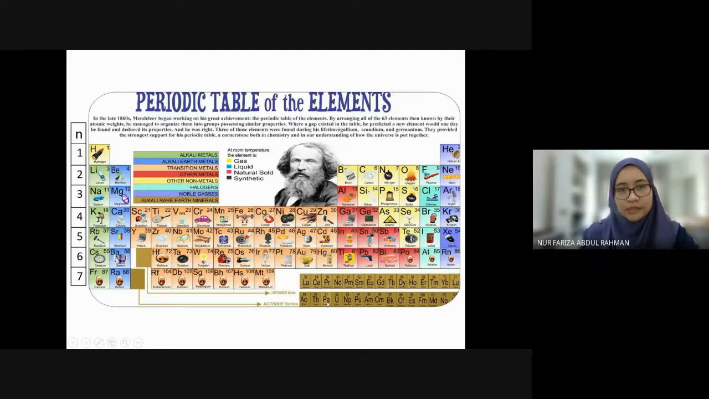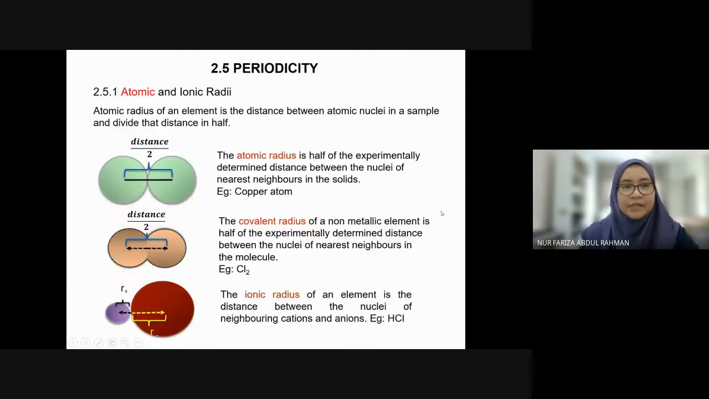So this is how our beloved periodic table looks. We have n equal to 1, n equal to 2, n equal to 3, n equal to 4, 5, and so on. That will be the row, the period. We also have the groups going down: group 1, group 2, group 13, 14, 15, 16, until 18. All right, we're going to start with atomic radii first.